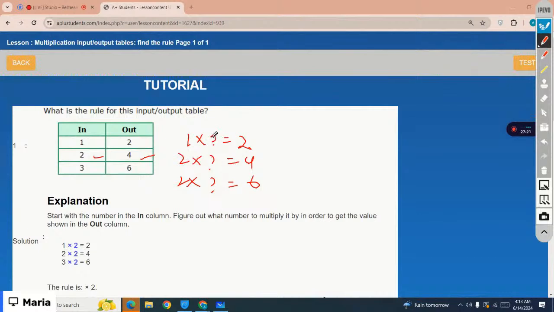So yes, every value is multiplied by 2. 1 times 2 is 2, 2 times 2 is 4, and 3 times 2 is 6. So the correct option is 2. The multiplication rule is to multiply. The rule for this table is 2.